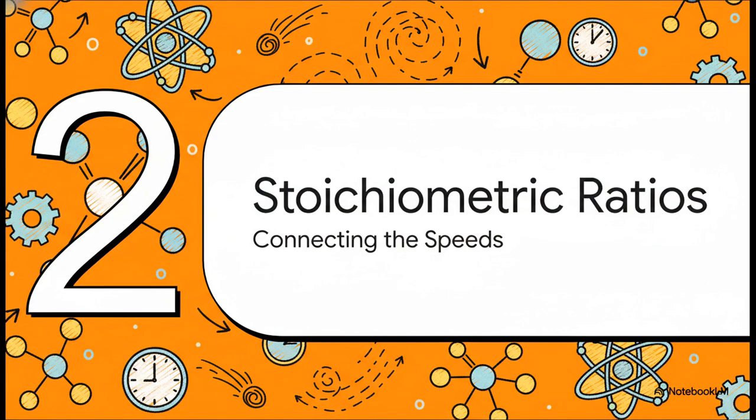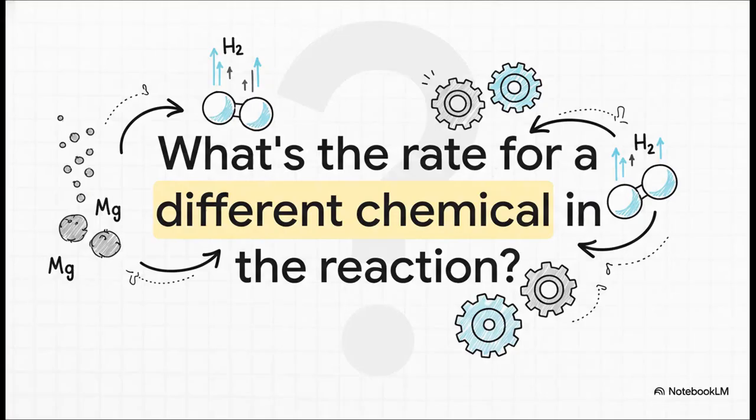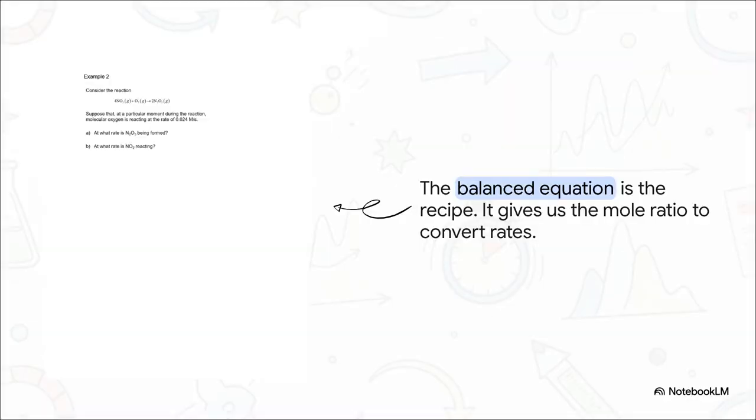But here's the thing. A reaction isn't just one chemical off doing its own thing. It's more like a team sport. So if we know how fast one player is moving, how do we figure out the speed of another player on the same team? And this is a super important question. It's great that we know the rate that magnesium is disappearing, but what does that tell us about, say, the hydrogen gas that's being produced in that same reaction? Is there a connection? Oh, you bet there is.